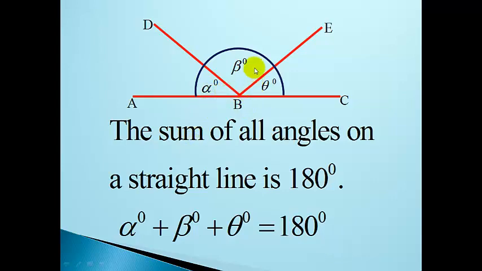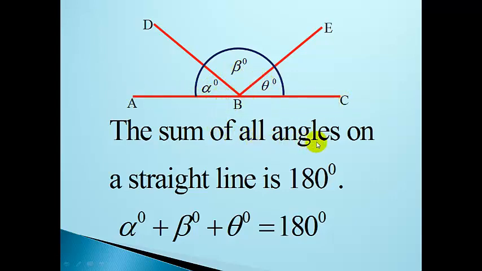Now considering the figure as shown from the diagram, AC is a straight line, and we have three angles on the straight line. We have alpha degrees, beta degrees, and theta degrees. Angle DBA is alpha degrees. Angle DBE is beta degrees. And angle EBC is theta degrees. These are the three angles on the straight line ABC.